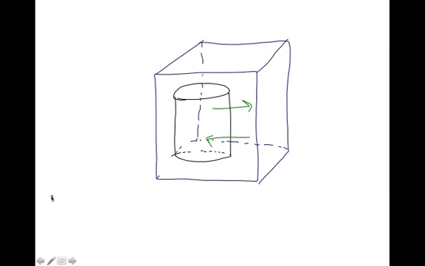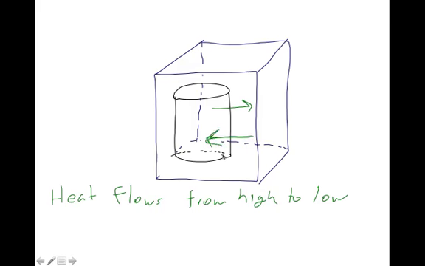Heat always flows from high energy to low energy. And so if the surroundings are hot and the system is cold, energy will flow into the system. If the system is hot and the surroundings are cold, energy will flow out of the system. That is a natural process.